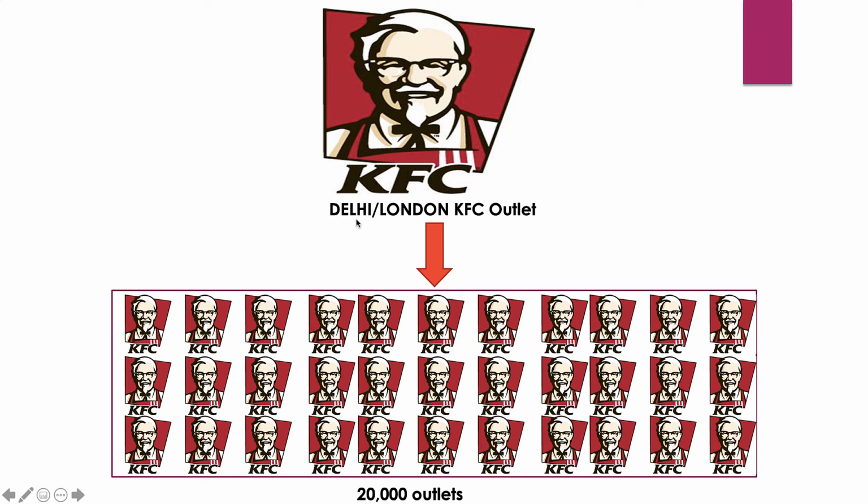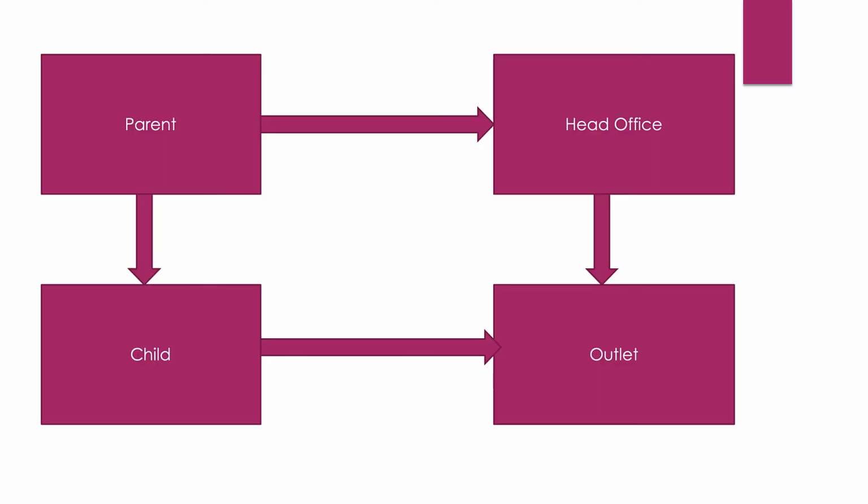We created two head offices in the org. Delhi belongs to India, London belongs to the United Kingdom. Under Delhi we got 20,000 outlets. Under the London head office we got 20,000 outlets. So KFC decided to stop business in India. So what do we have to do? We have to delete all the outlets under Delhi. In the org, if we delete each outlet manually, it's going to take a lot of time. So that's why we established a relationship between head office and outlets. If we delete the Delhi head office, all the outlets linked to it would be removed. For that, we established a relationship between head office and outlet.